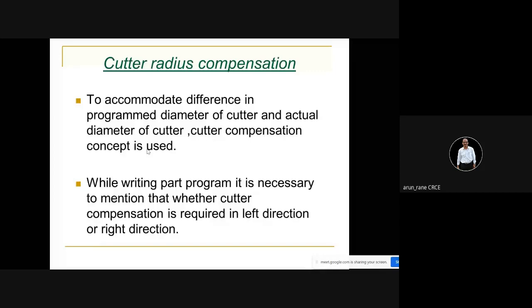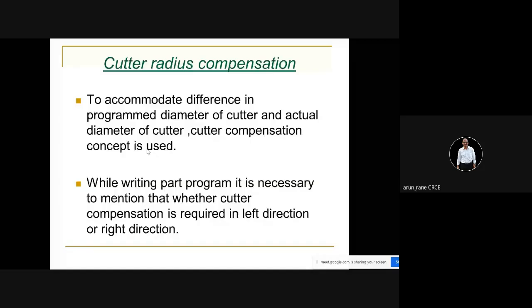As I told last time also, suppose you have written a program for a diameter 10 cutter without using cutter compensation. That is, you have offset the center line of the programming by say 5 mm, thinking that you are going to use a diameter 10 cutter. And then what happens if the cutter available is 9.8 or 9.6? Then you have to rewrite the program. You have to offset not by 5 mm. Now, if you're using 9.8, then you have to offset by 4.9. So again, the entire program you have to rewrite, which is not practical.